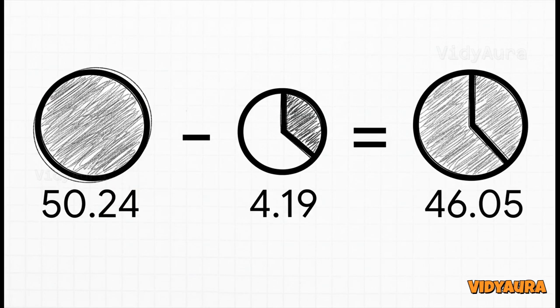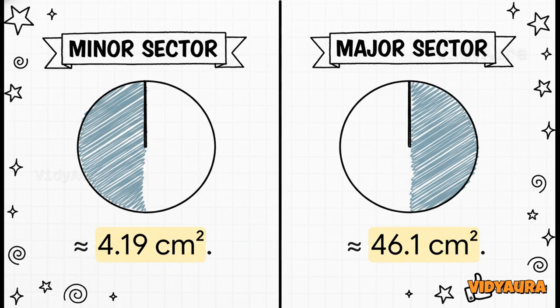But wait, we're not done yet. Remember, the question also asked for the area of the major sector. Now, the easiest way to find this is to first find the area of the entire circle and then just subtract the little piece, the minor sector that we just found. The total area is 50.24, and when we take away our 4.19, we're left with 46.05 square centimeters. And there we have it, our final answers.